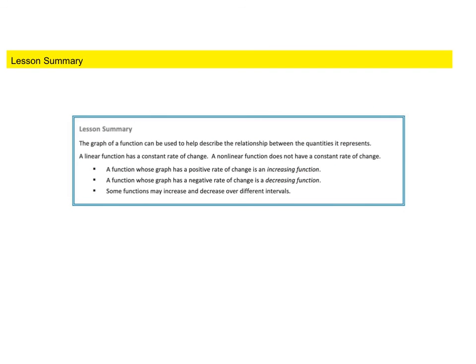All right, just to summarize this lesson, the graph of a function can be used to describe the relationship between what it's representing. A linear function has a constant rate of change. A nonlinear function does not have a constant rate of change. If it's positive, it can be increasing. It's called increasing. If it's negative, it's called decreasing. And some functions may do both. They may increase and decrease as they go. Let's go over our exit ticket before you get into it.